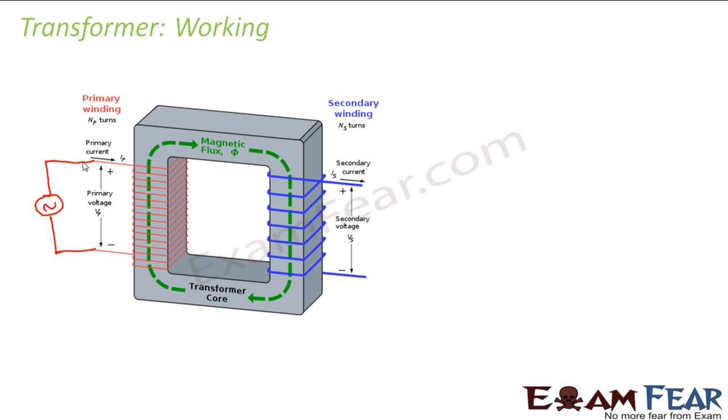Now because of this alternating current, an alternating flux will also be produced in the coils. Since the flux is alternating, that means the magnetic flux is changing, and due to the change in the magnetic flux, EMF will get induced. So there will be two EMF inductions that will take place here. One will be self-induction and the other one would be mutual induction. Both of these will take place simultaneously.